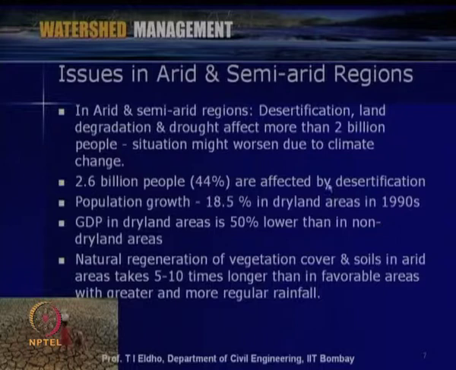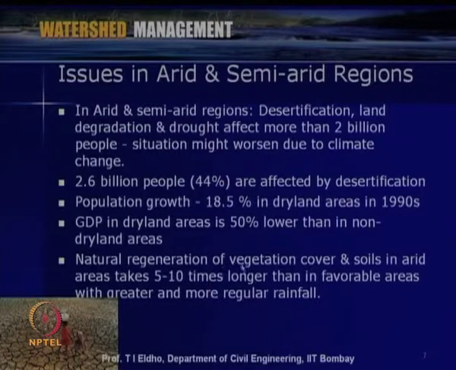So as far as arid and semi-arid regions are concerned, 2.6 billion people are affected by desertification. The population growth as per 1990 is 18.5% in dry land areas. And as far as GDP is concerned, the gross domestic product in dry land areas is about 50% lower than in non-dry land areas. So this shows the economic status of the people of the arid or semi-arid regions, or the dry land regions. You can see that compared to non-dry land areas, the GDP is 50% lower.